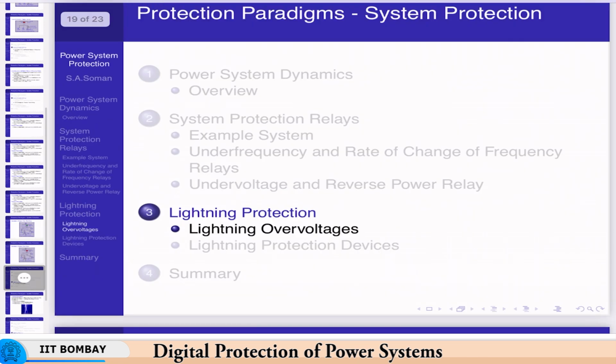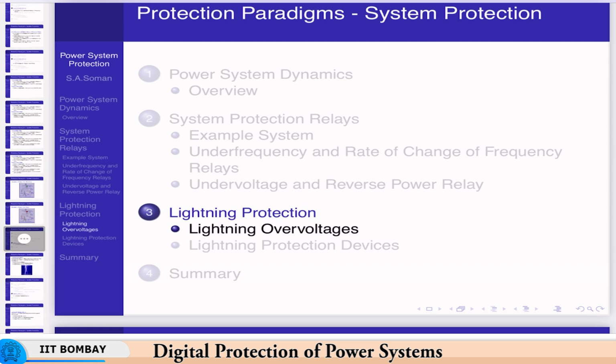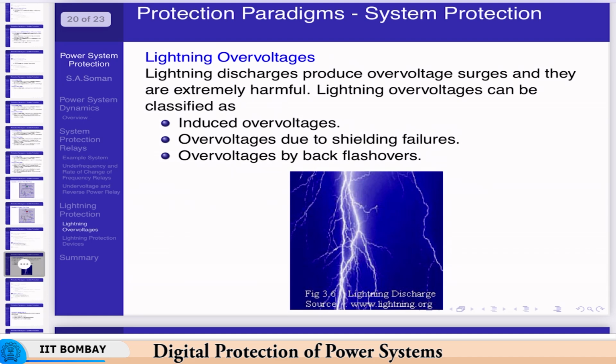Now, only one part remains in the system protection, that is the lightning protection. Now, lightning protection strictly is not a relaying function. You can't protect a system from lightning by using any kind of relays. The only lightning protection devices which can work are nonlinear arresters or nonlinear resistance kind of devices, which are basically ZnO varistors, which are known as surge arresters.